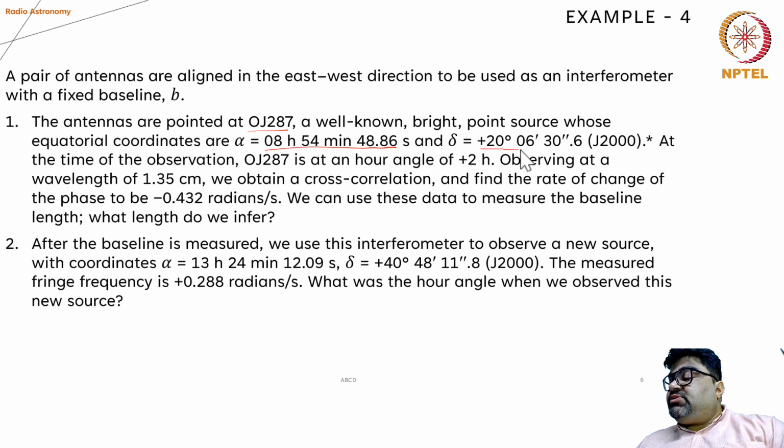And delta is given by plus 20 degrees, 6 minutes and 30.6 seconds, according to the J2000 epoch. At the time of observation, OJ287 is at an hour angle of 2 hours. Observing at a wavelength of 1.25 centimeters, we obtain a cross correlation and find the rate of change of phase to be equal to minus 0.432 radians per second. We can use this data to measure the baseline length. What length do we infer?